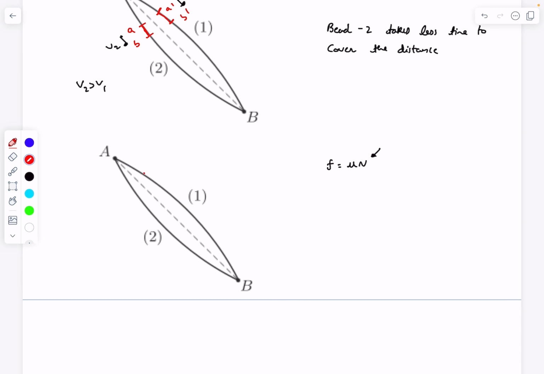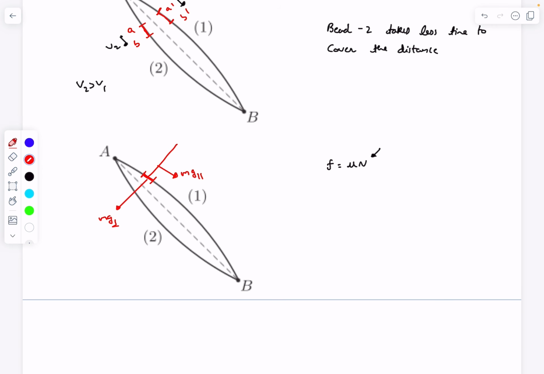So let's say I take any random path, something like this, okay? And let's just assume the slope here to be constant. Clearly the slope is varying along the path, but let's assume a small path where the slope is actually constant. So now we can break down the gravity into components. Let's say one component of the weight is mg parallel and one component of the weight is mg perpendicular.